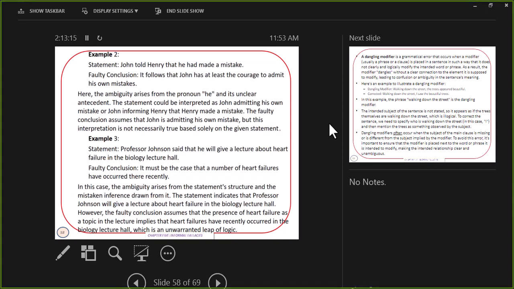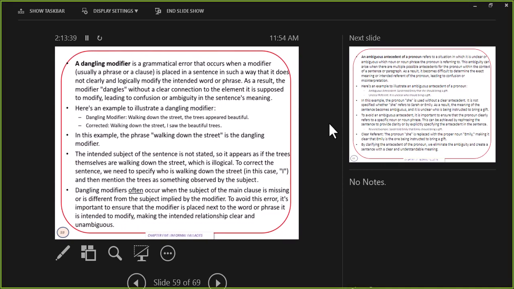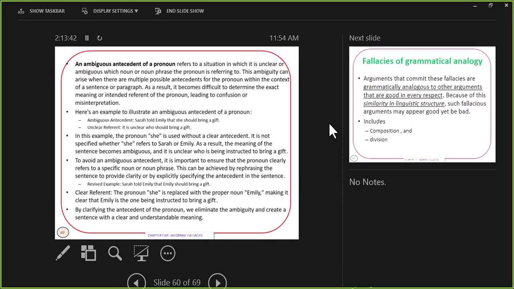The absence of proper punctuation may lead to different interpretation. Professor Johnson said that he will give a lecture, comma, about heart failure in the biology lecture hall. Without proper punctuation, it will lead to the kind of fallacy known as amphiboly, right? Because of antecedent. Ambiguous antecedent. Pronoun.